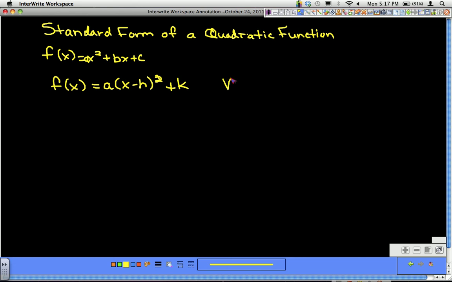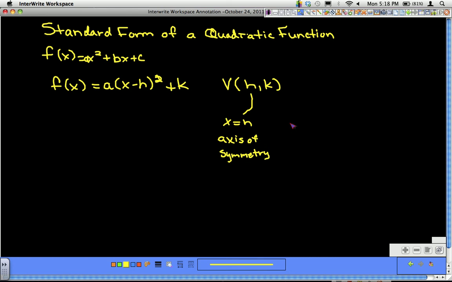One of them, our vertex right away. Our vertex are the values that come from h and k. Now a couple things from the vertex. The h value, if we write it as an equation, x equals h, that's what's known as our axis of symmetry. So that's the mirror when we draw our parabola.